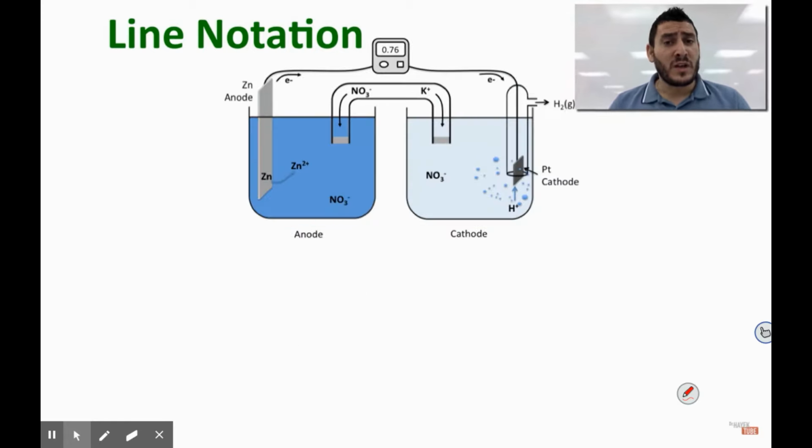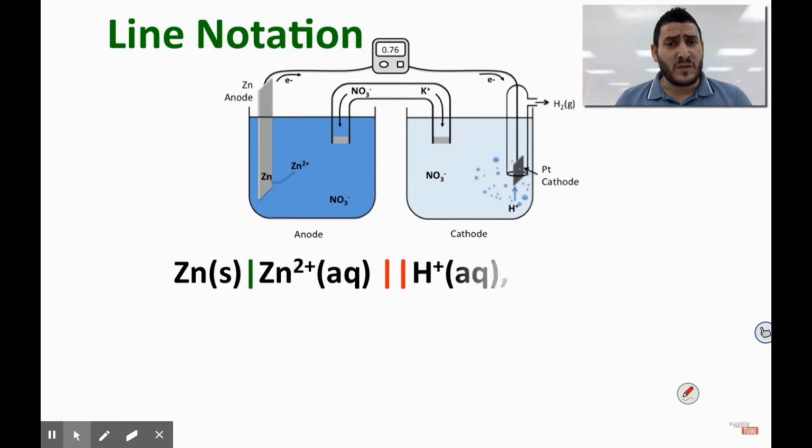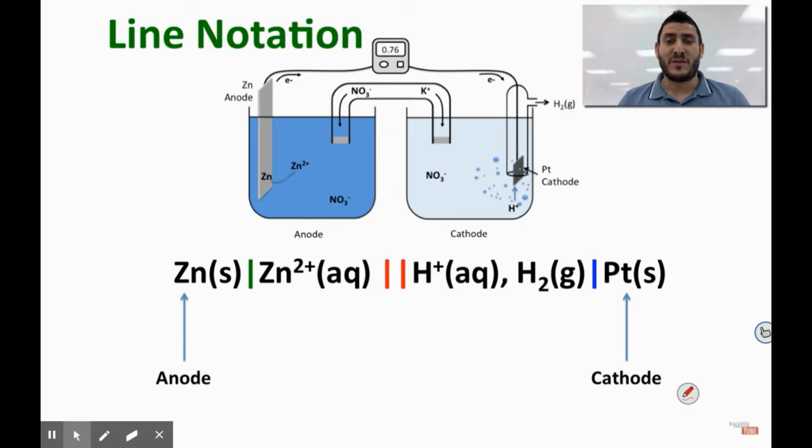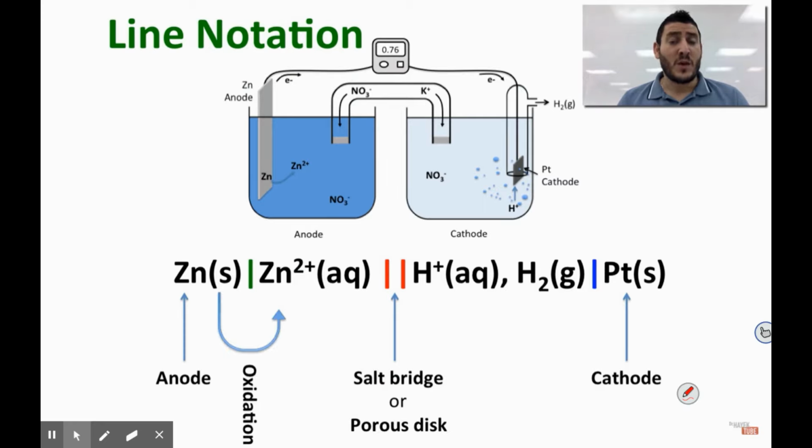Here is another example where a non-metal is used in a galvanic cell. We can describe this cell using the following line notation. The anode to the far left, the cathode to the far right, and then the two lines that represent the salt bridge or the porous disk. Now zinc is getting oxidized into zinc 2+. However, here we have used an inert metal as a cathode, and therefore we separate the solution, which is the H+, and hydrogen gas by a comma, and we write it this way. So H+ is getting reduced into H2 gas.